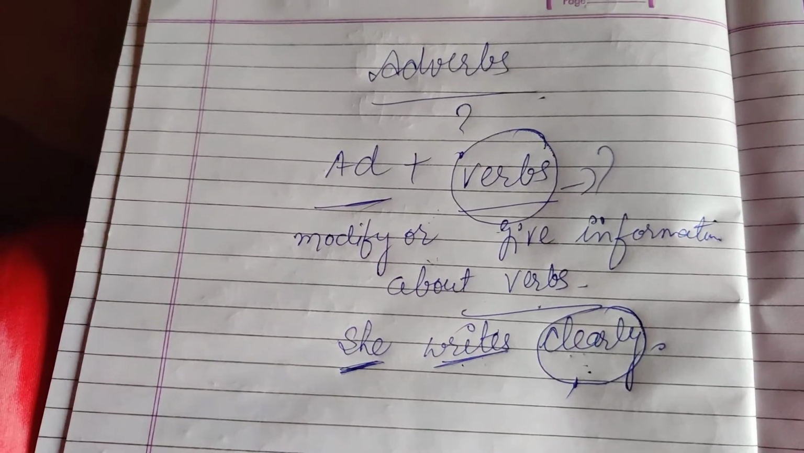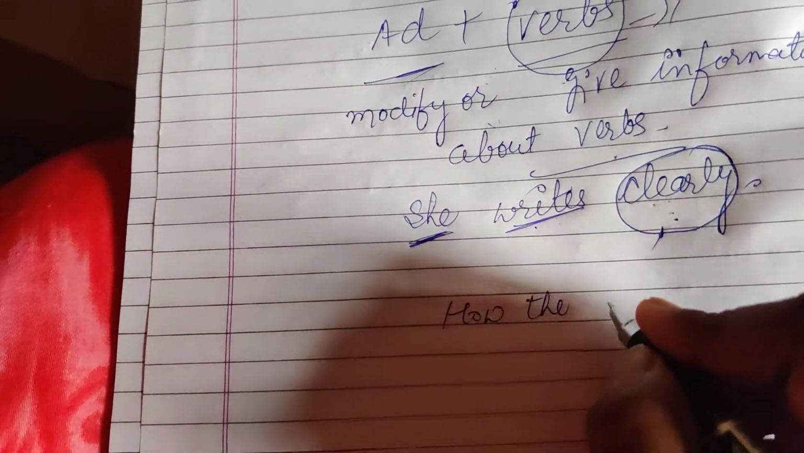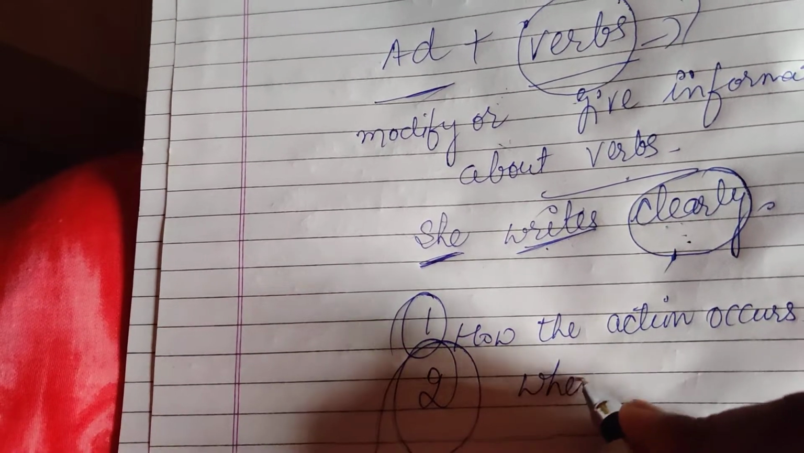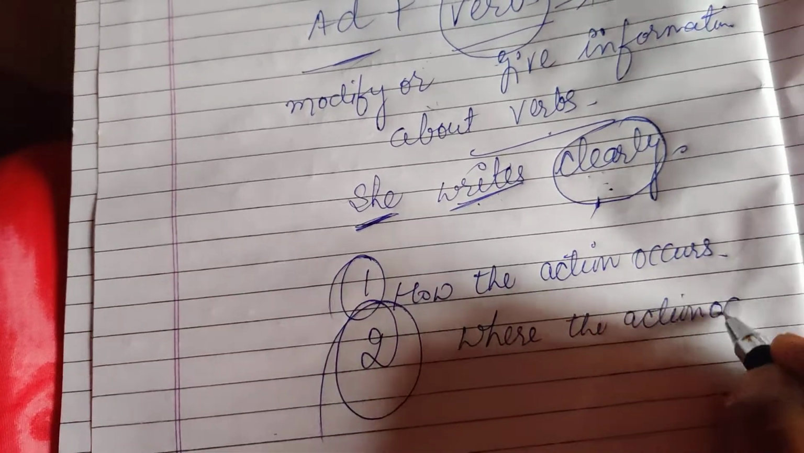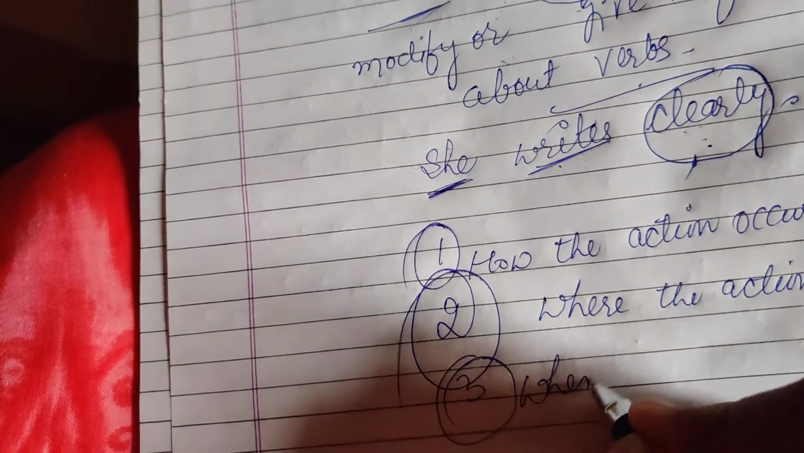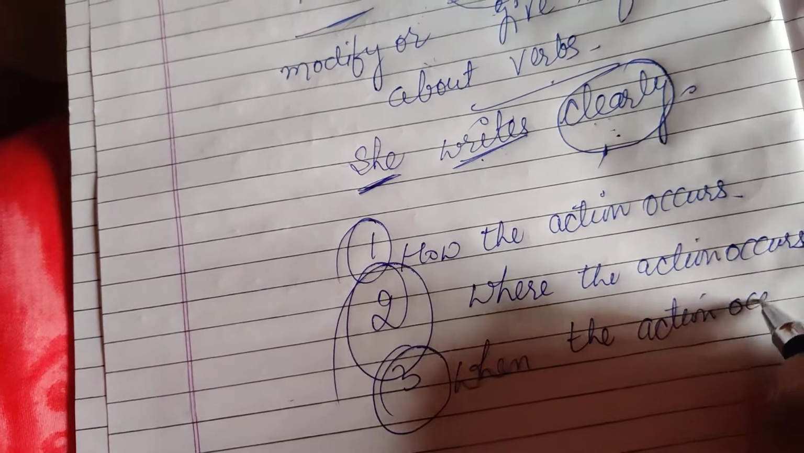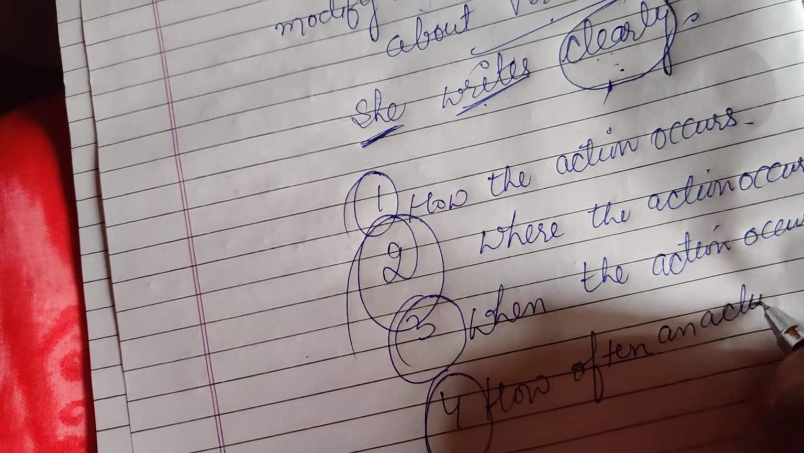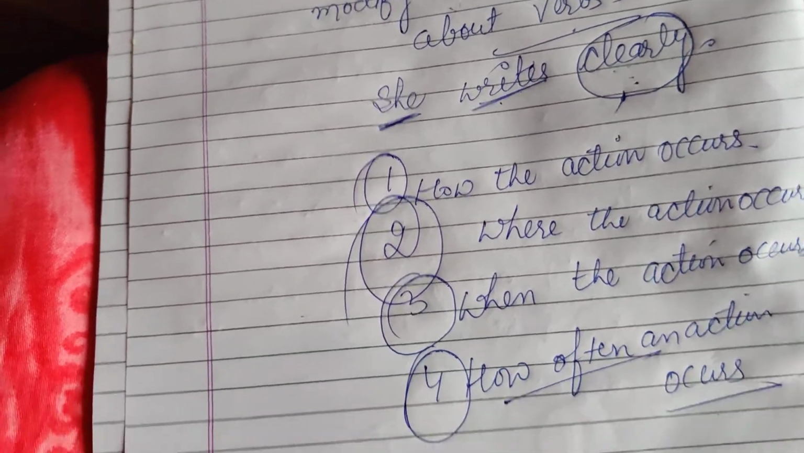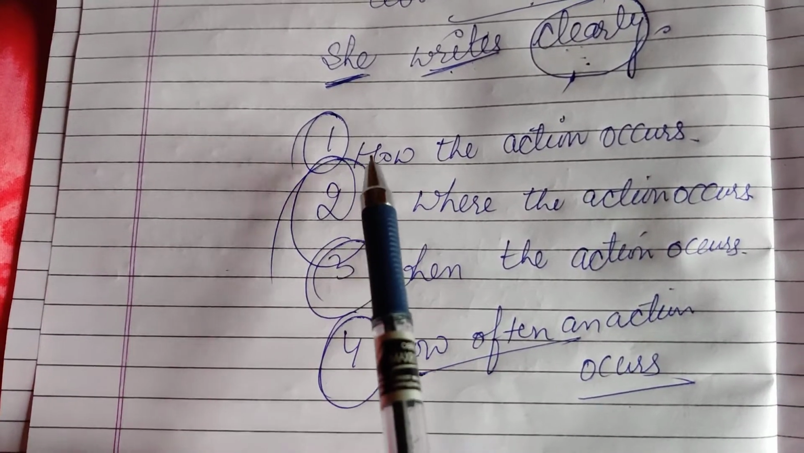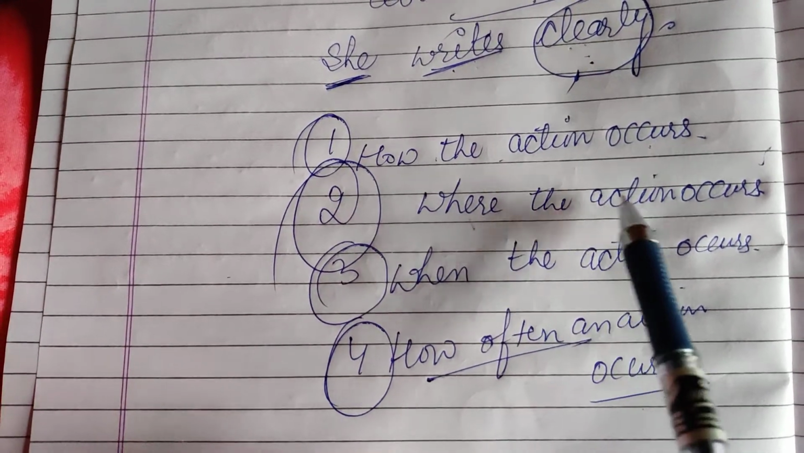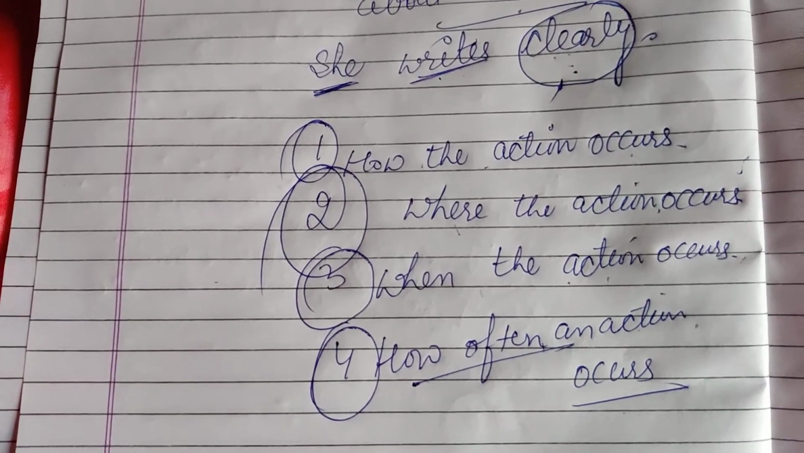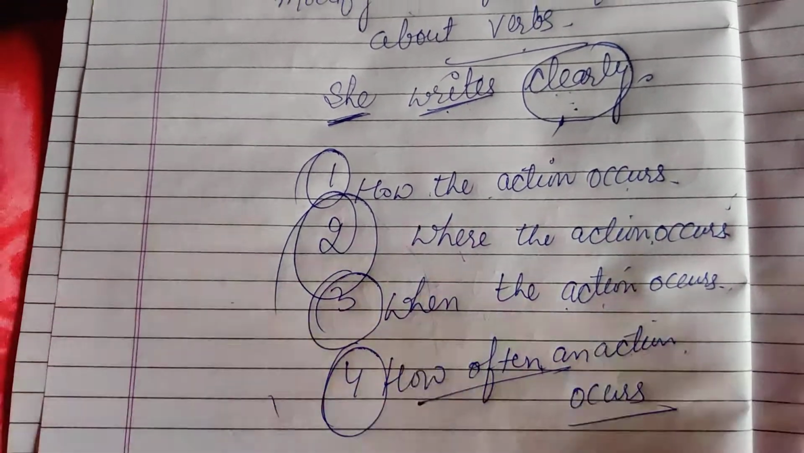Now the adverbs also tell us how the action occurs. Number one, how the action occurs. Number two, where the action occurs. Number three, when the action occurs. And the last one is how often an action occurs. So here adverbs give us information how the action occurs, काम कैसे हुआ, where the action occurs, कहाँ हुआ, when the action occurs, कब हुआ, and how often the action occurs. Now on the basis of these four steps, we are going to write about the types of adverb.